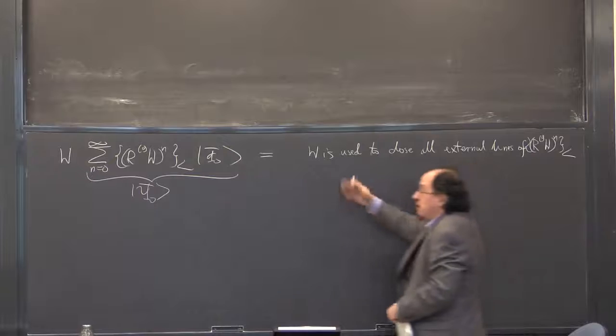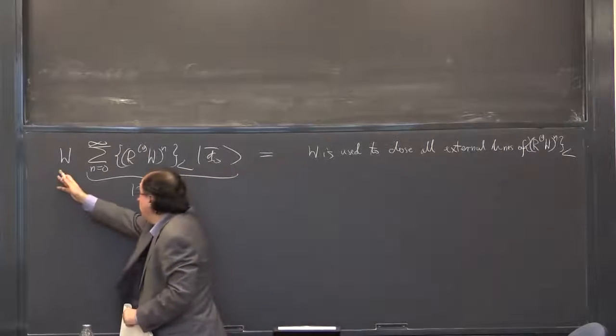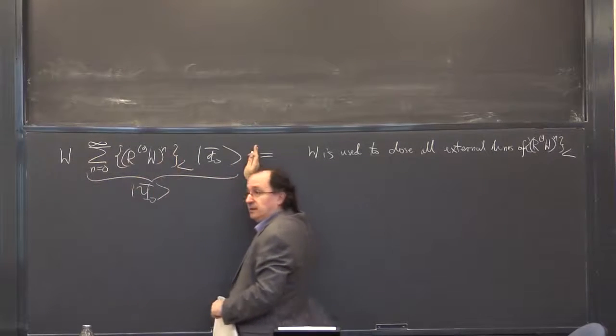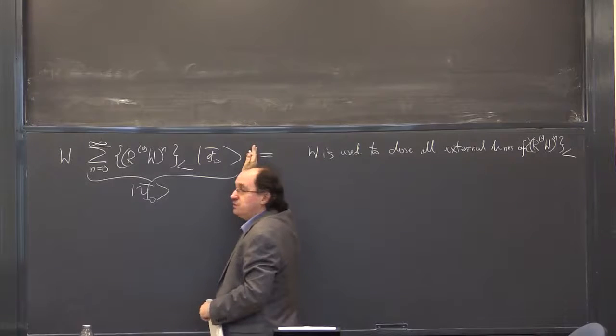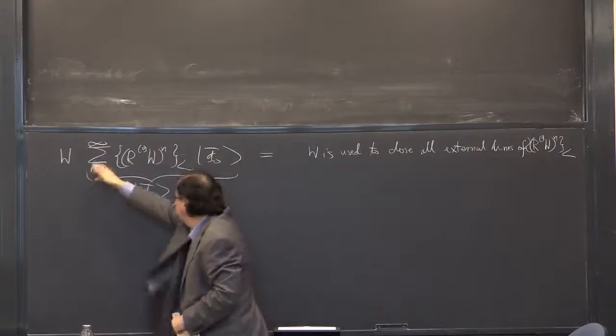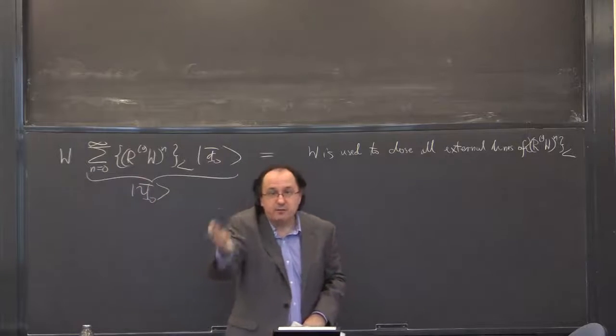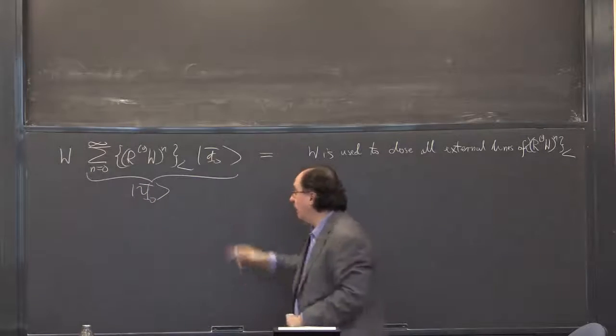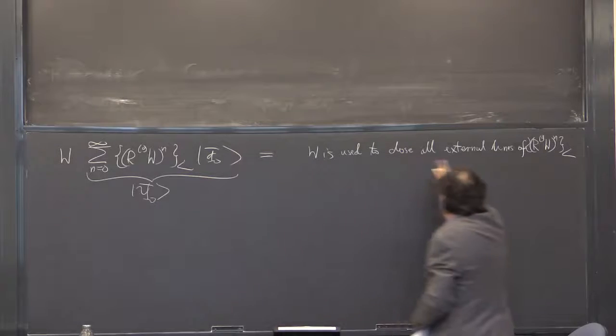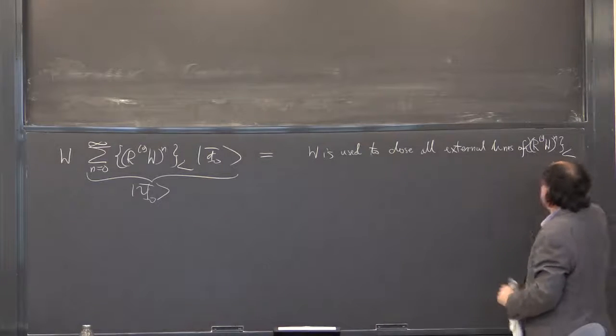Anyway, as I said, we can do two things. We're applying W to this, and now W can be used in two different ways. Either W closes all the lines, or it closes some or none of the lines. So let's start with the case where W is used to close all the lines of these linked pieces. That's what I wrote here.